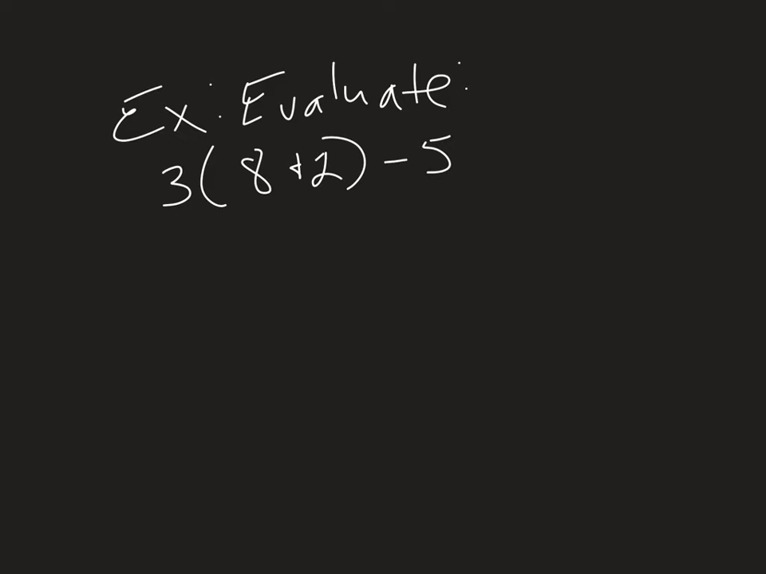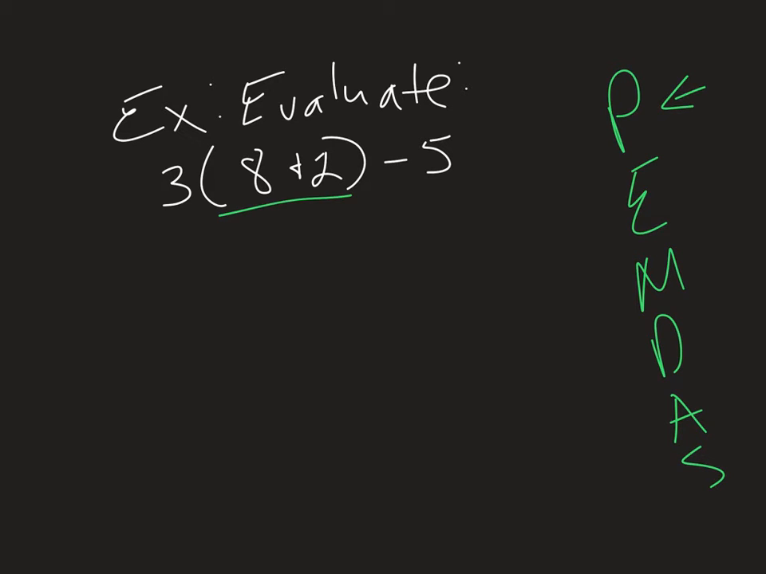Let's evaluate some expressions. So if I'm following my order of operations, I have to ask myself, okay, first, do I have parentheses? I do, right here. So I'm going to do them first. Now, I find it's easiest if you kind of work down with these problems. So I'm going to take 8 plus 2, which is 10. So 3 times 10 minus 5. Okay, I've dealt with the parentheses.